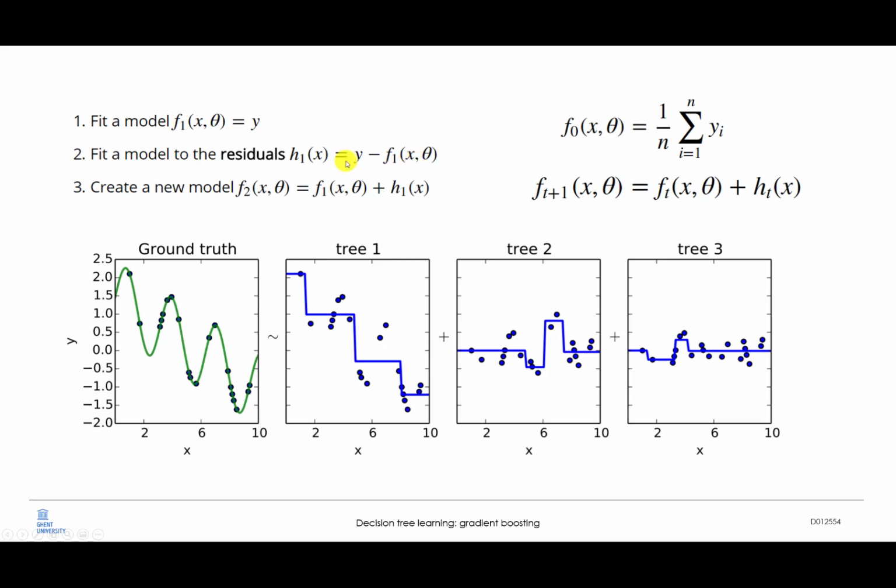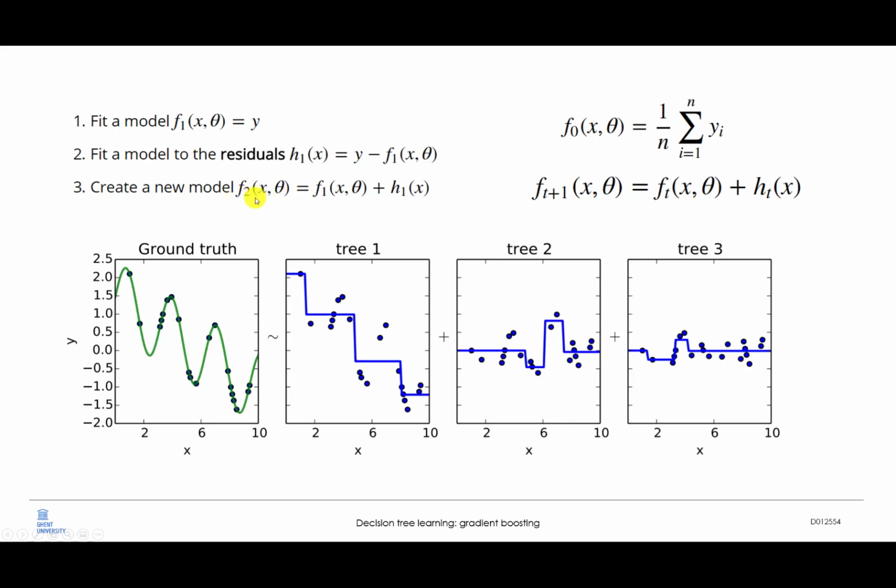And then next we fit our next model. In this case, again, a regression tree, and we fit that to the errors, right? That's what you can see here. Then we have our new model, which is F2. F2 is actually the sum of the first model, plus the model that has learned to correct the errors of that first model. Now we have a new model, which is this F2.